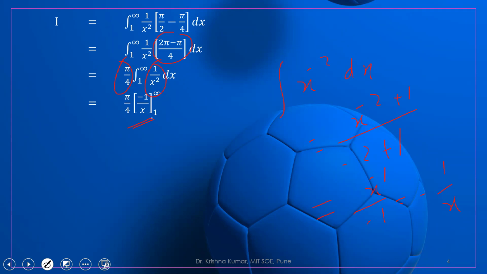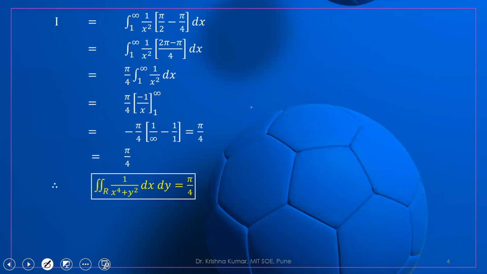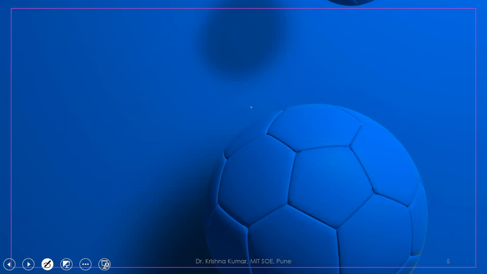If you put the upper limit, 1 upon infinity is 0. Minus pi by 4, we have taken the minus outside, times (1 upon infinity minus 1 upon 1). So 1 upon infinity is 0, so minus pi by 4 times (0 minus 1). This minus and minus will become plus and we get pi by 4. So the value of this integral is pi by 4. Therefore the double integration of 1 upon x to the power 4 plus y to the power 4 with respect to x and y is equal to pi by 4.